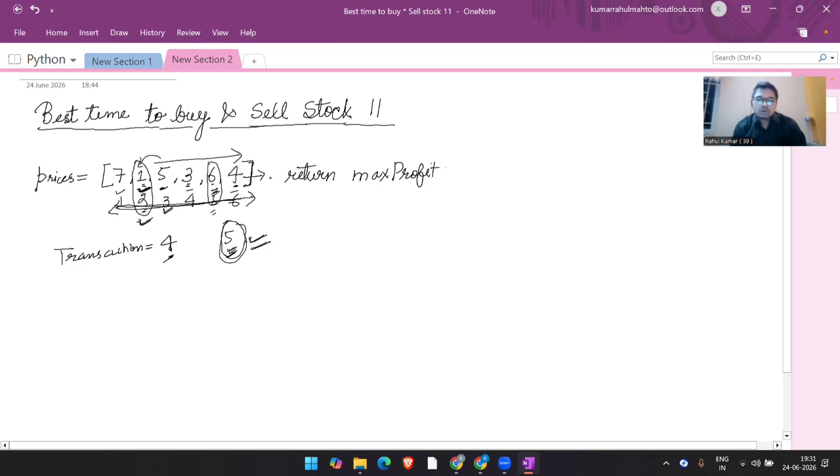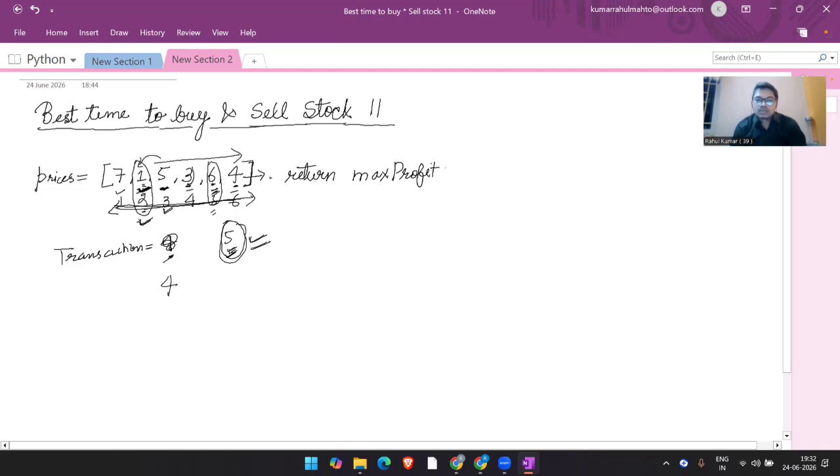How? Let me explain. Suppose I bought here, and I sell the stock on this particular day. How much profit will I get? 4. So I already sold that particular stock on this day. Now again, I need to buy one more stock. So on the next day, I bought one more stock at 3 rupees.